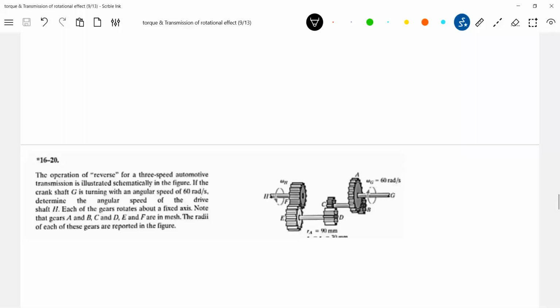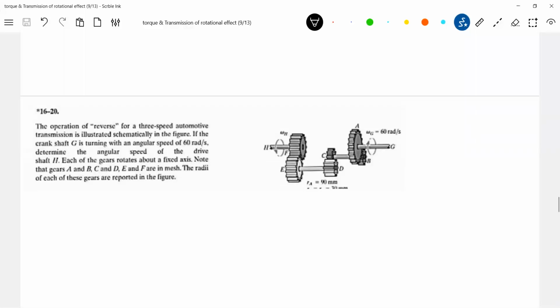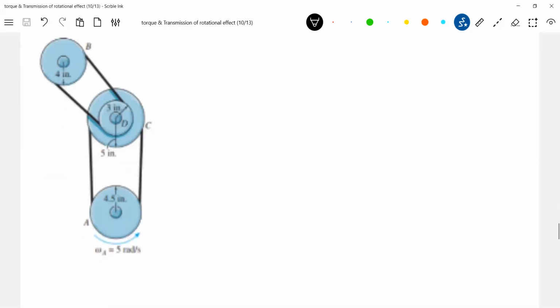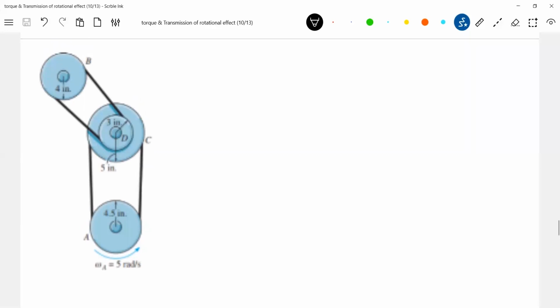Gears: transmission of rotational effect. I'll start with a simple problem. This is the machine which will rotate this particular pulley. It is rotating with angular velocity 5 radians per second. Then what will be the velocity of some point P on this particular pulley?